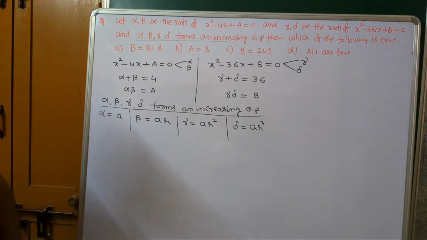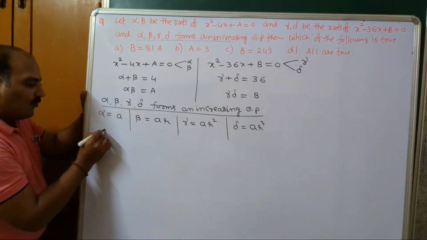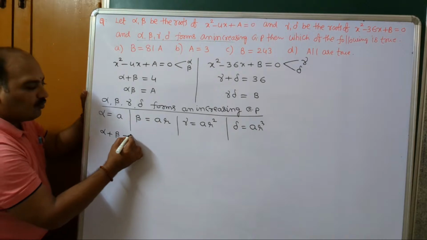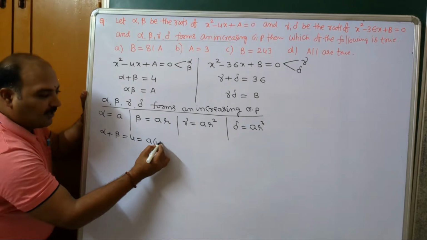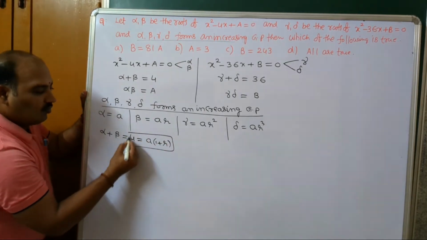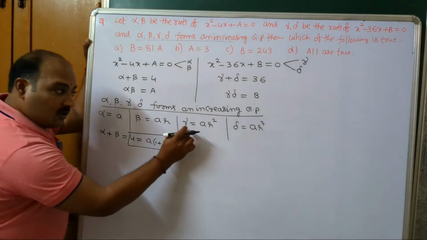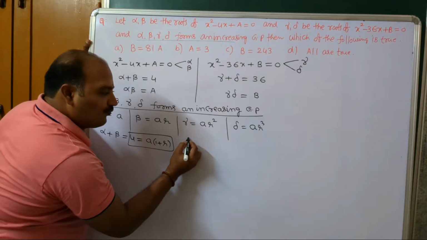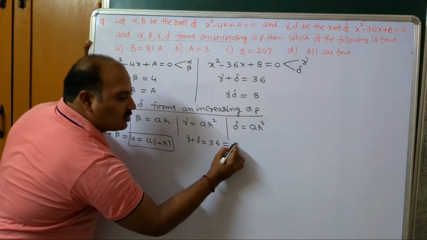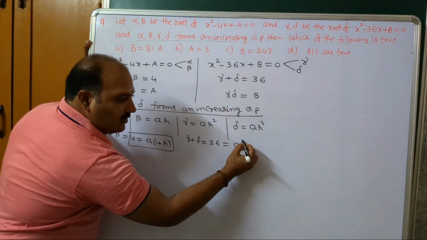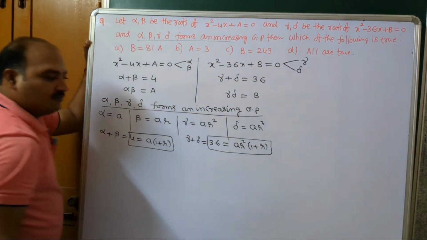So what is the advantage of doing this? Alpha plus beta we can calculate. So alpha plus beta is equal to 4, that is equal to A plus AR, that means A into (1 plus R). We got this information now. Next, gamma plus delta also we can take now. Gamma plus delta is equal to 36. From these two, AR square take common, 1 plus R. You put it in the box.